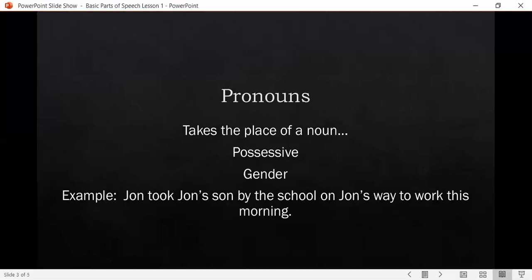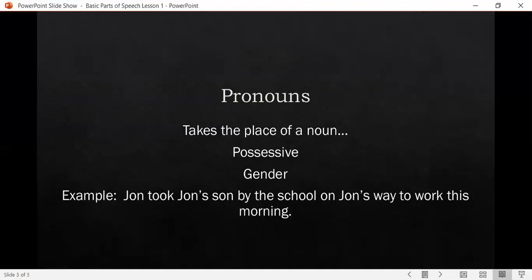Pronouns are important because they take the place of a noun. If you're not careful, you could end up with the example here where it says John took John's son by the school on John's way to work this morning. Well, this is an example of not just why pronouns are important, but also the fact that we're going to be correcting this using gender agreement. And also, if you notice, whose son is this? This is John's son. So that makes John's possessive.